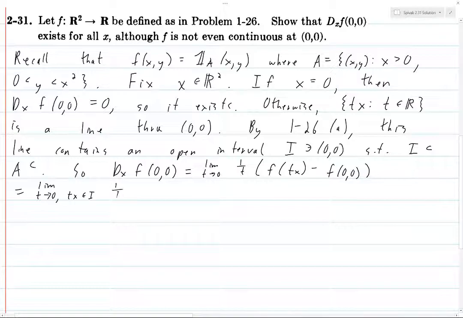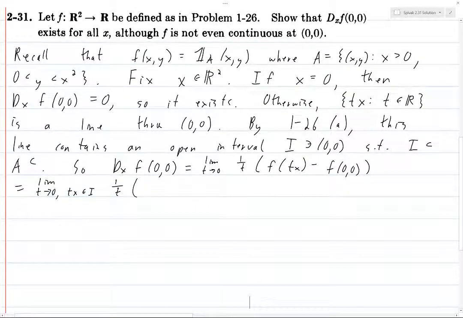And now we still have 1 over t. And now we can evaluate f at tx as just the indicator function of A at tx. And we know that f of 0 is 0 by definition, or just because the origin is not contained in A. So now we can take this limit, and if tx is in I, then tx is not in A. So the indicator function of A at tx is going to be 0, so this is the limit of 0, which is 0, which obviously exists.